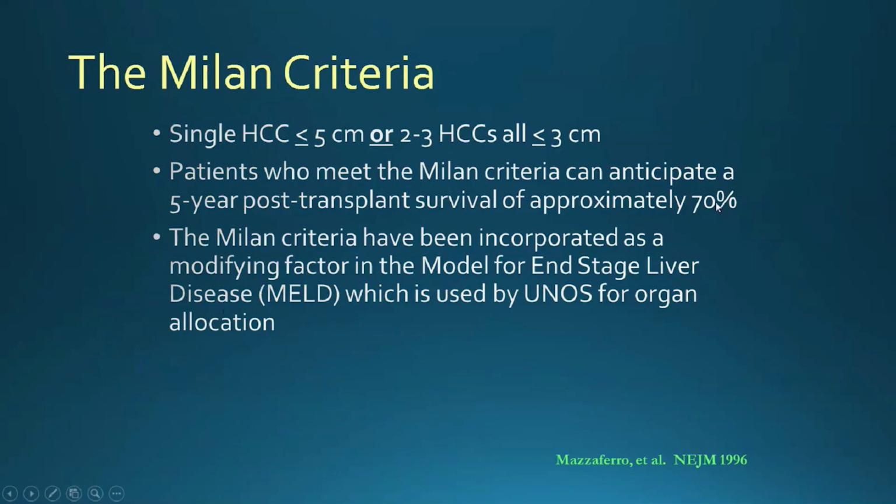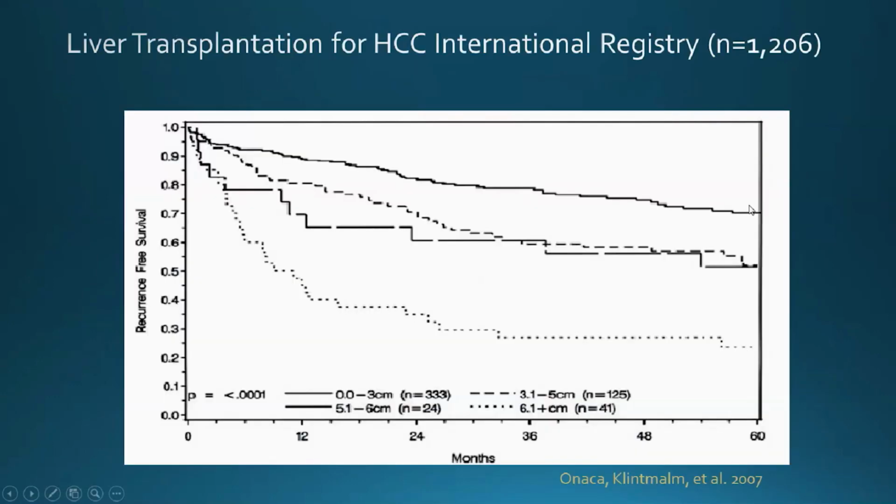And based on these results, Milan criteria have been incorporated as a modifying factor in the model for end-stage liver disease, or MELD score, that we use these days for giving a score to patients for transplant, and UNOS has been using this for organ allocation. And this is the survival graph of these patients with less than 3 centimeter and 3 to 5 centimeter. They survive a lot better than larger tumors.